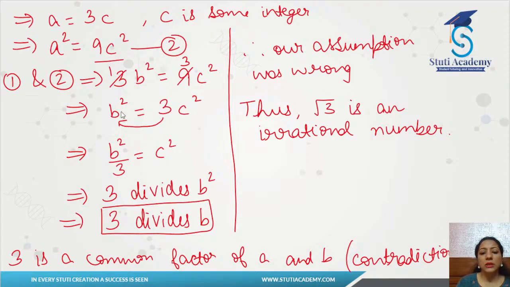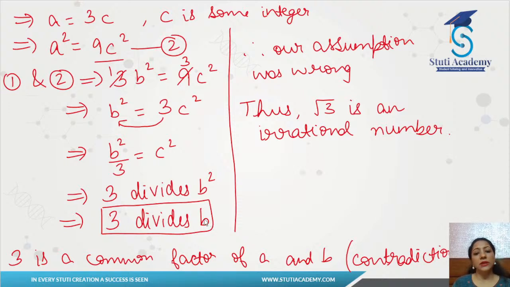3 we are going to take on the other side and we will get B square upon 3 equal to C square. Now this shows that if we have B square, we are dividing by 3, we are getting a positive integer. So 3 divides B square. B square is divisible by 3. Now 3 being a prime number divides B square. So we can say 3 divides B also.